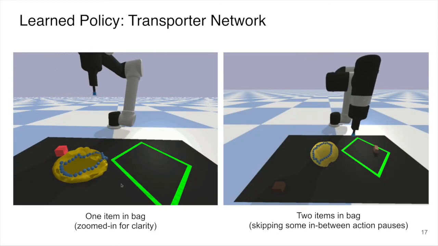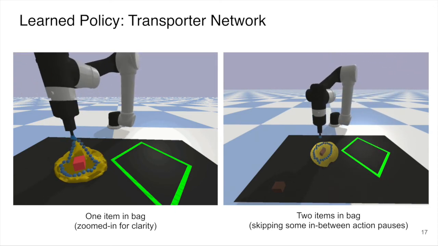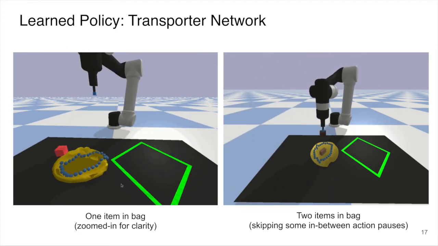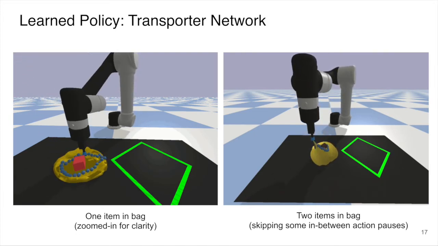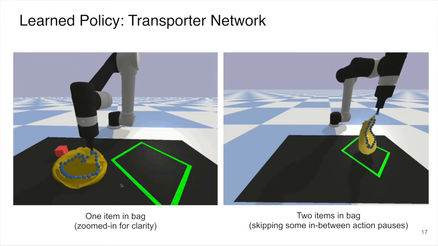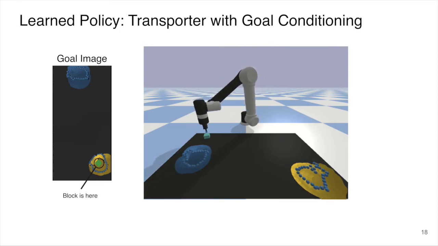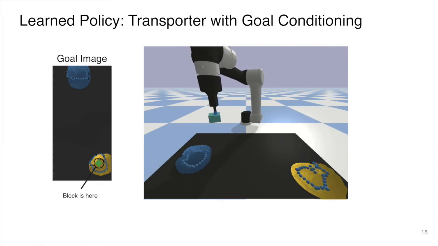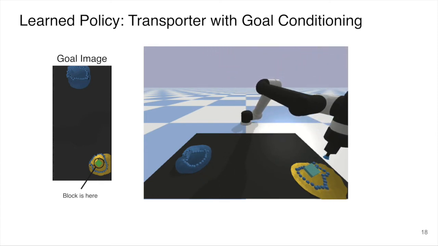Here are some examples of the learned Transporter Networks in action. We see that qualitatively, the robot is able to effectively open up the bag, insert 1 or 2 items in the bag, and then to pick and pull at the bag so that it goes upward and then drops into the target zone. We also have results with the goal condition variant of Transporter Networks, where given the goal image that shows the block in the yellow bag, the robot at test time sees that it must put the block in that bag instead of the distractor blue bag.